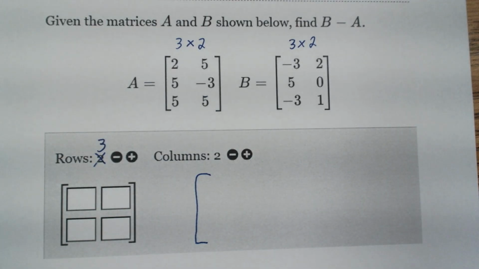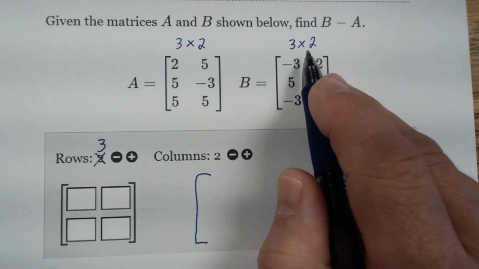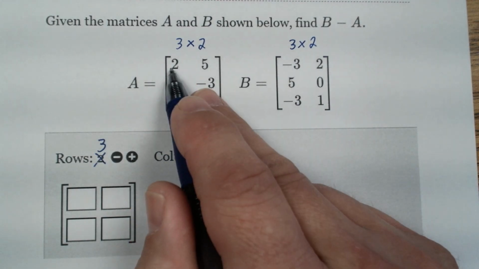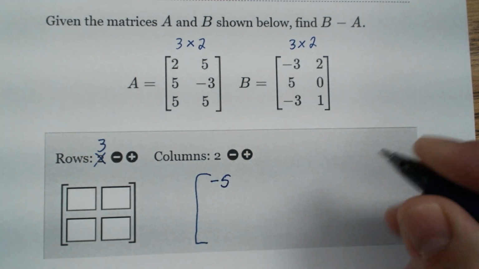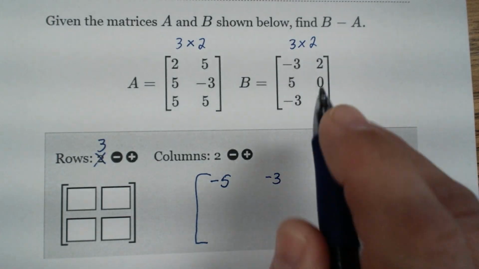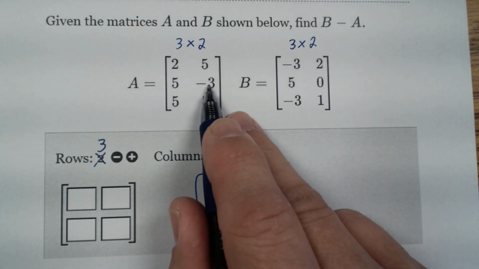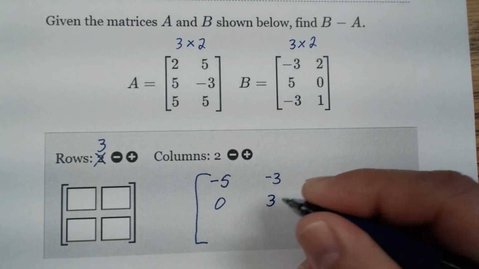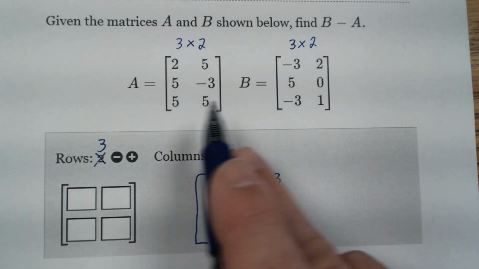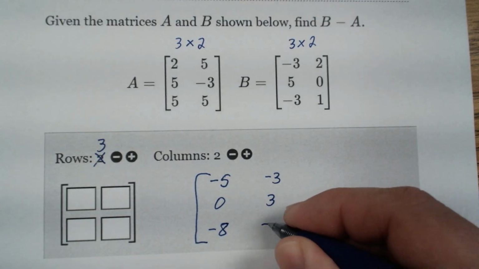Anyways, let's talk about what we're doing for that. Matrix B minus matrix A. So we're going to take the elements from matrix B and we're going to subtract away the elements from matrix A. So -3 minus 2 would make for -5. 2 minus 5 would make for -3. 5 minus 5 would be 0. 0 minus -3 is going to be +3 because 0 minus -3, change that to a positive. -3 minus 5 is -8. And 1 minus 5 is -4.